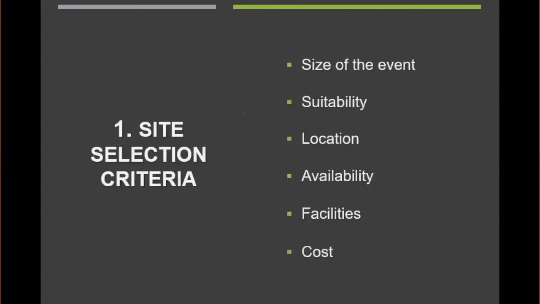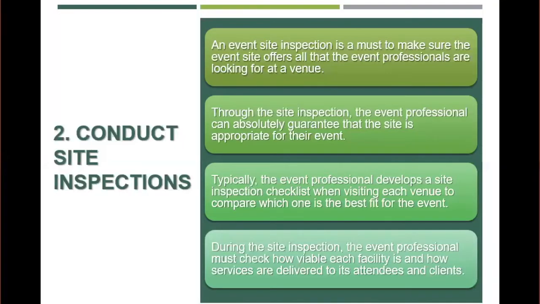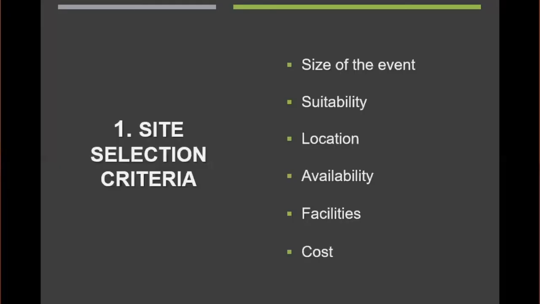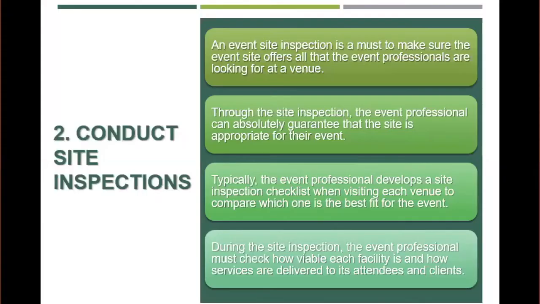So in determining the site selection criteria, what do we look at? We said we look at the size of the event. How many people are we expecting? Small, medium, large, or mega? And then we also look at the suitability of the site, as well as the location of the site and its availability, as well as the facilities that they have at the site, and then the almighty money factor, the costs that we will incur if we decide to go with that site. So once we look at all these things, which we have already discussed in detail under the site specifications, we now conduct the site inspection.